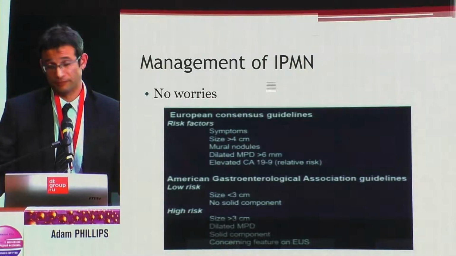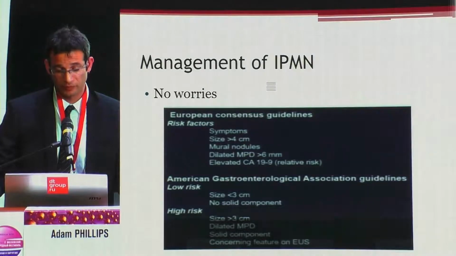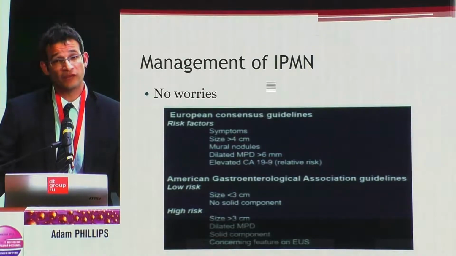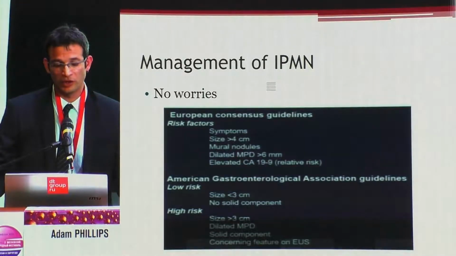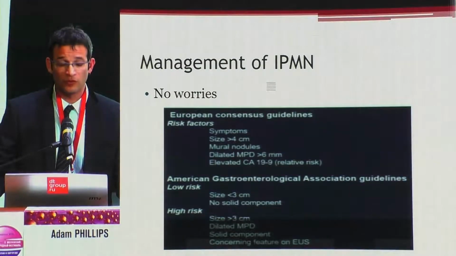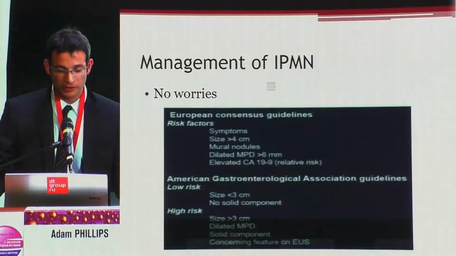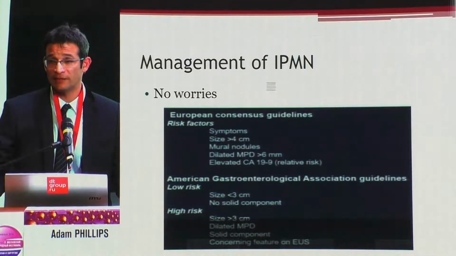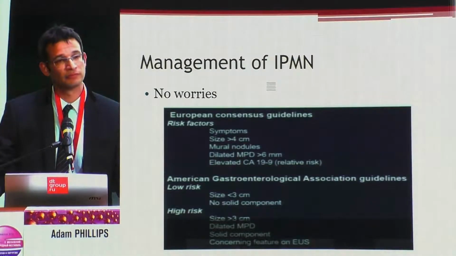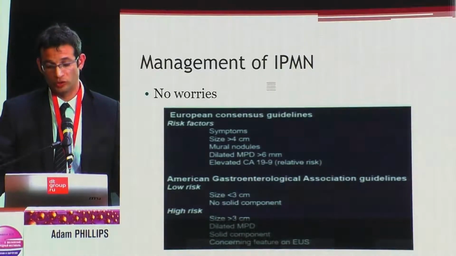If we are not sure, although we have the Sendai or revised Sendai, we have other guidelines. The European Consensus Guidelines in 2013 list risk factors for IPMN with the potential for malignancy. If the patient is symptomatic, if the size is not 3 but 4 centimeters, if we have a mural nodule or dilation of the MPD, or elevated CA 19.9 in the serum blood, this patient has a risk factor and we should think about surgery.